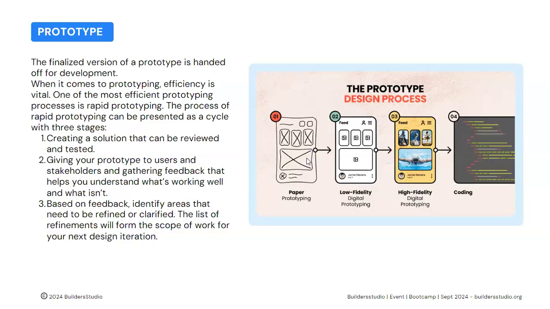Rapid prototyping can be presented as a cycle, based on feedback. You know, when you've done the prototyping and given it to users to test, from the feedback you get, you identify the areas in the prototype, in the design, that need to be clarified, need to be changed, need to be checked.